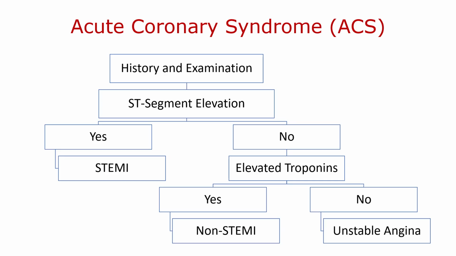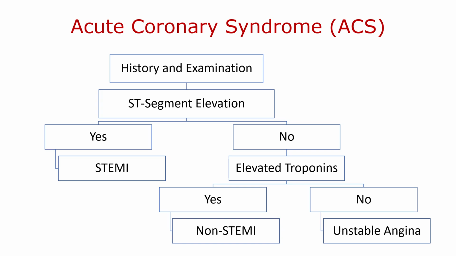Evaluation begins with the patient's history, symptoms, physical examination, and an EKG. The first question is whether ST segment elevation is present. If the answer is yes, the diagnosis is STEMI, indicating an acute coronary artery occlusion. If ST segment elevation is absent, the next step is to evaluate cardiac troponin levels, which indicate whether myocardial cell damage has occurred. Elevated troponins indicate non-STEMI, confirming myocardial infarction despite the absence of ST segment elevation.